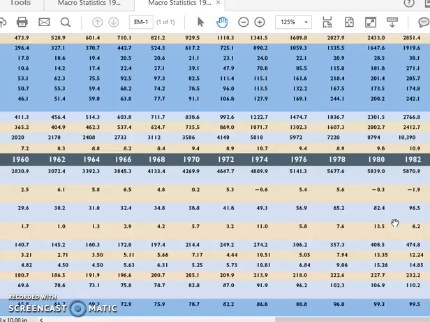Anyway, I'm going to stop there. I've gone a little bit longer than I wanted to. So there's some inflation data. We'll talk more about inflation on a future podcast.